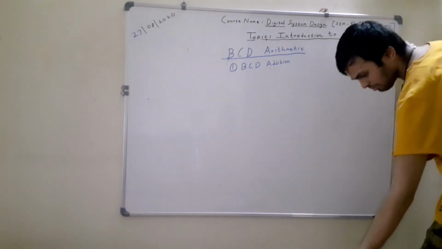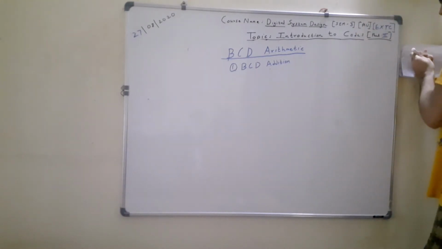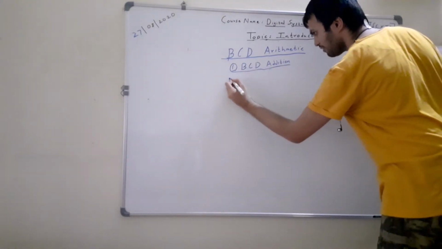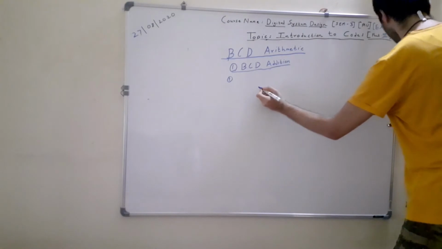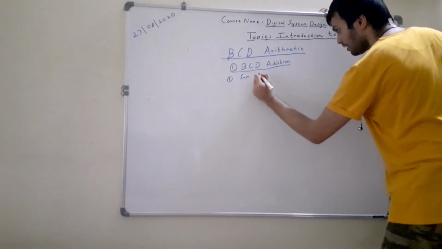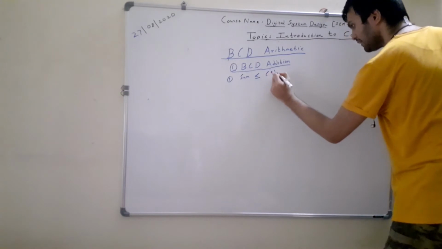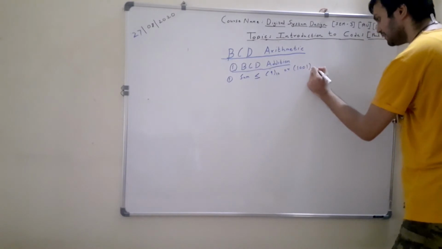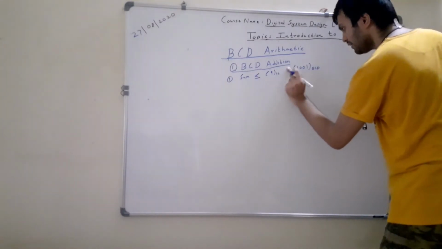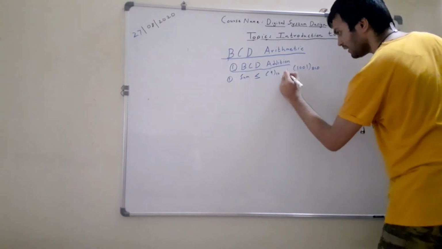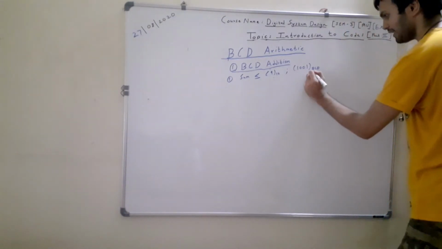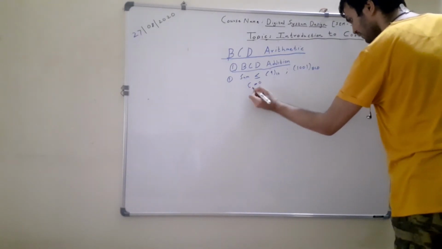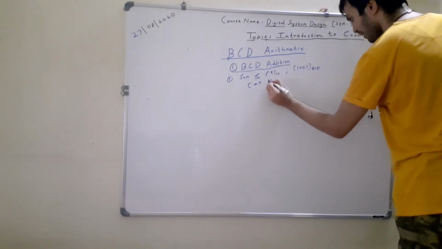Now how will you add these two BCD numbers? There are three cases for it. Let us study the first case: the sum is less than or equal to 9 in decimal, or 1001 in BCD. When the sum is less than or equal to 9 and the carry generated is 0, then no correction is required.